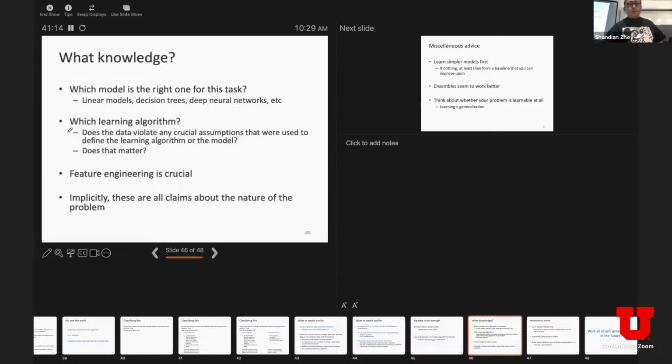So what kind of knowledge do you need to accumulate during your practice? You should have some sense of which model is the right one for this task: linear models, decision trees, or neural networks, and so on. Which learning algorithms will work better? And what kind of feature learning should we conduct? Implicitly, all that knowledge reflects the nature of the problem. And unfortunately, the nature of different problems can vary as well. That's why, as I said, experience is important. You have to gain your experience through practice.